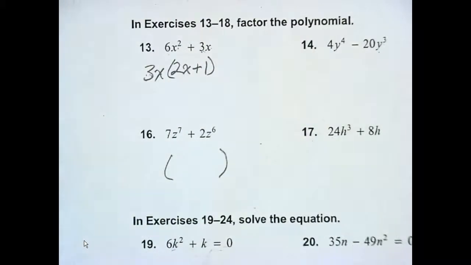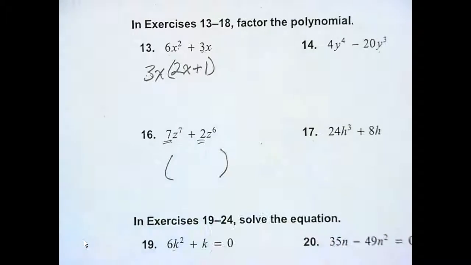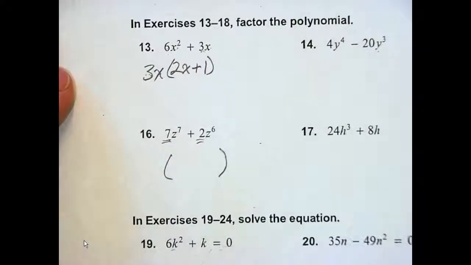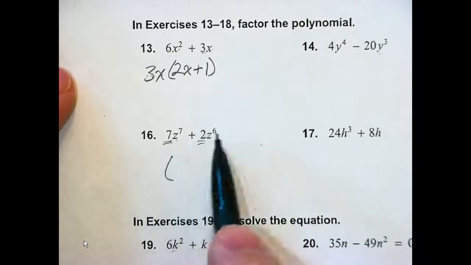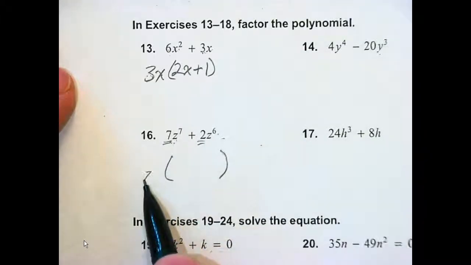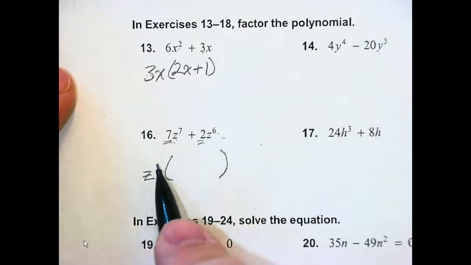Hey guys, let's do this one. I don't understand. Hey, let's break it down to this. Ask yourself, is there a number that goes into 7 and 2 evenly? No. Other than 1, right? So, we don't put a number out here. They both have z's, so z's going to have to go out there. The question is, how many z's? And the answer is, you always take the smallest one. So, yeah, put 6 of them out there.